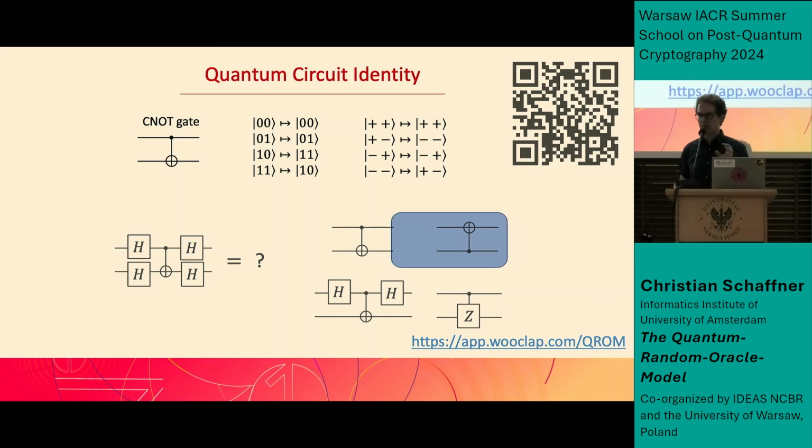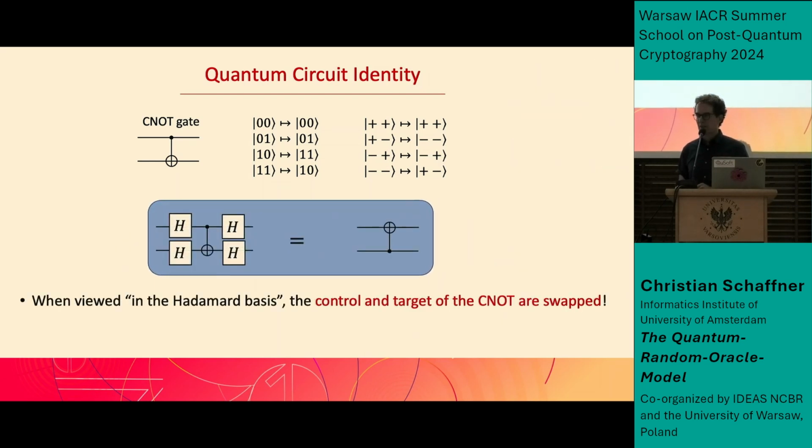So this is the circuit. If you remember something quantum about this talk, then maybe this is the circuit identity to remember. If you look at the CNOT gate from the Hadamard basis, then actually the control and the target qubits swap.